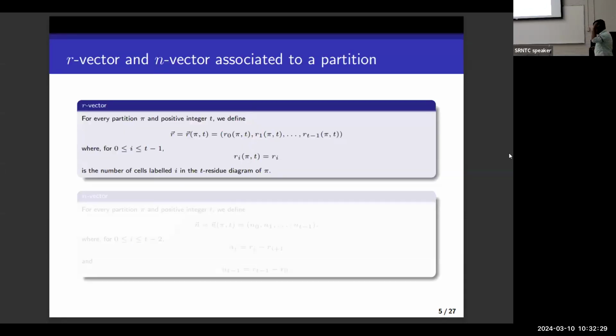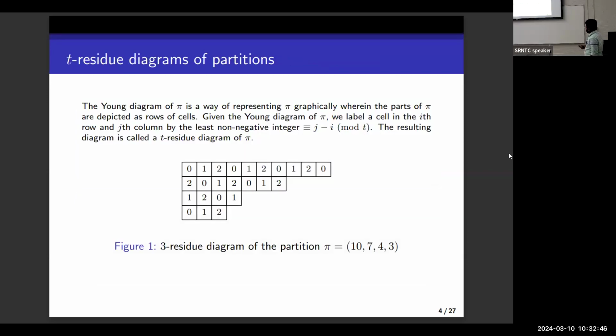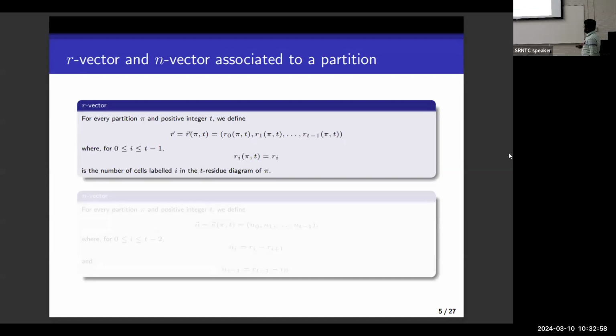Now we can associate a vector to a partition. We call this the R vector, and it's a t-dimensional vector where the component Ri is the number of cells labeled i in the t-residue diagram. If we go back to our previous example, then R0 will be the number of zeros, which is 8 here. R1 is the number of ones, which if you count is again 8, and R2 is also 8. So the R vector is the vector 8, 8, 8.